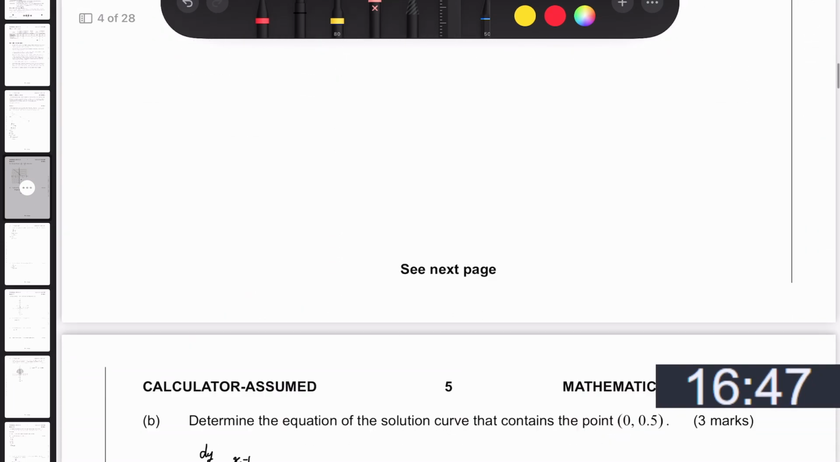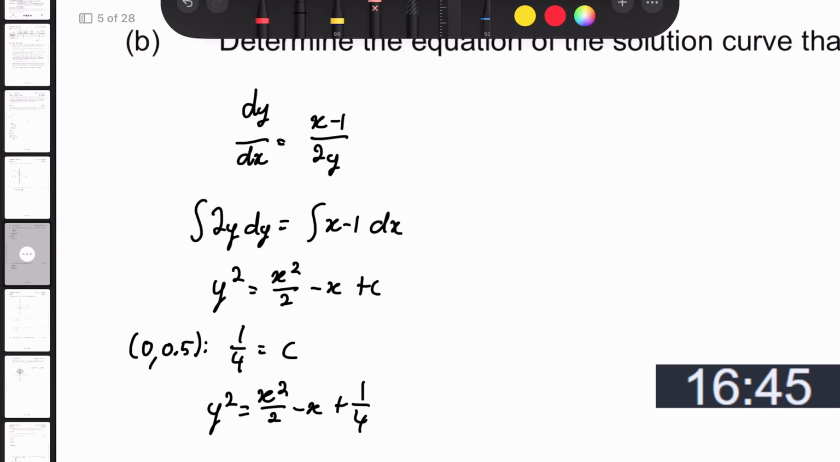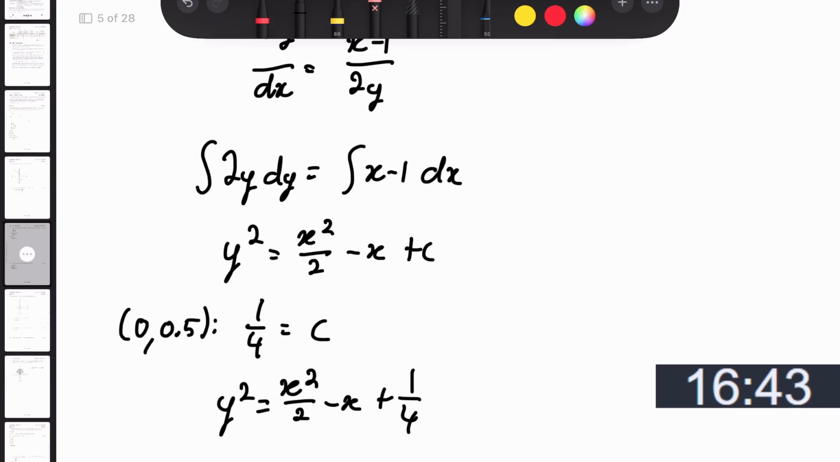I want to fix up this question because this will be plus or minus. So let's graph this. I want to do the positive version of the square root of x squared on 2 minus x plus 1 on 4. And we take this and we do the minus version of it. And we see what we get.